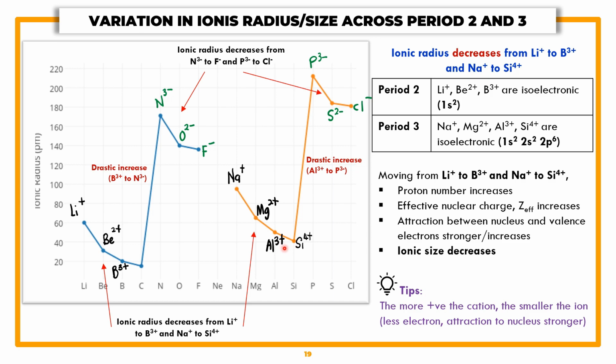So apabila proton number increases, definitely effective nuclear charge, Zeff, will increase. So attraction between nucleus and valence electron will become stronger, hence the ionic size will decrease. So the main factor that affects the size of the cation for period 2 and period 3 adalah Zeff. The more positive the charge of the cation, the greater the effective nuclear charge, the stronger the attraction forces between the nucleus and valence electron or remaining electron. So hence ionic size untuk cation akan semakin kecil dengan pertambahan charge positif.